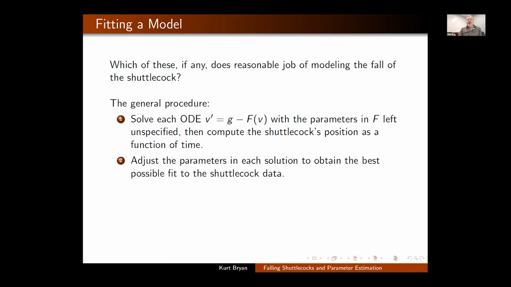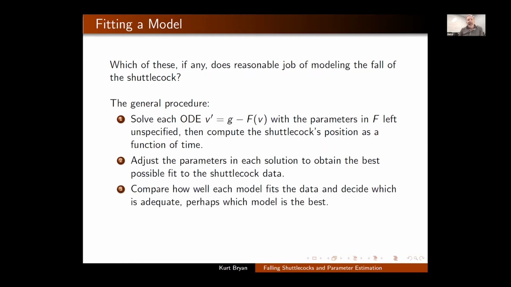Of course, you compute the velocity, then you have to compute the position by integrating the velocity over time, but that's another step in the computation. But once you've got a prediction of the shuttlecock's position for any given model, adjust the unknown parameters in that to obtain the best possible fit to the data. And this is, of course, where I get the students thinking about what does best mean. And then once you've done this for each of the 5 models, you find the best fit to the data. Examine each model and decide which one does the best job at describing the fall of the shuttlecock.